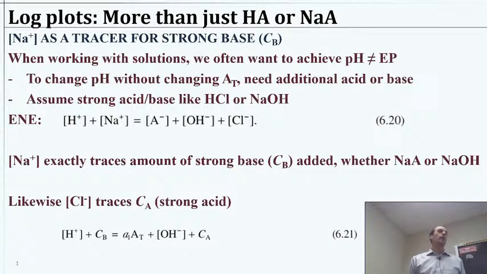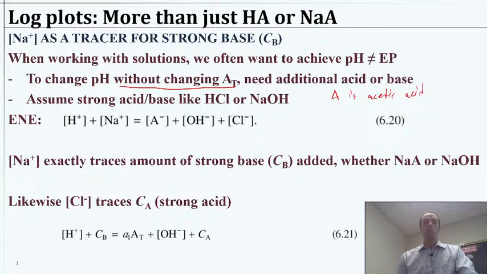So maybe our HA is acetic acid, and then we're going to add hydrochloric acid as a way to change the pH without changing the total amount of acetic acid in solution. So that's the concept here, where we don't want to change acid A. So let's say, imagine A is acetic acid. We can have a constant total amount of that particular acid, and then add HCl to lower the pH, for example.